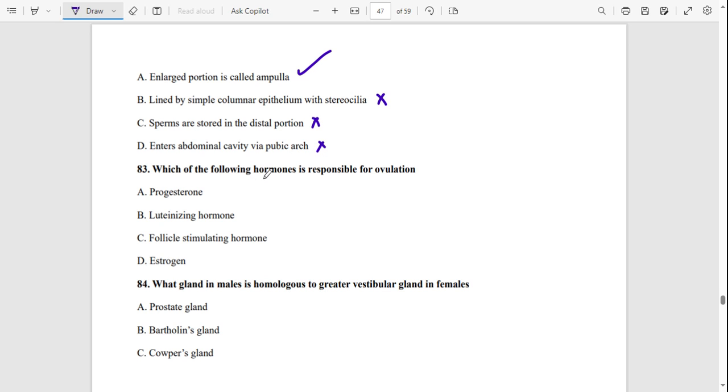Which of the following hormones is responsible for ovulation? To ovulate, what is needed is luteinizing hormone. What gland in males is homologous to greater vestibular glands in females? Greater vestibular glands are also known as Bartholin's glands, and they are equivalent to the Cowper's gland in a male.